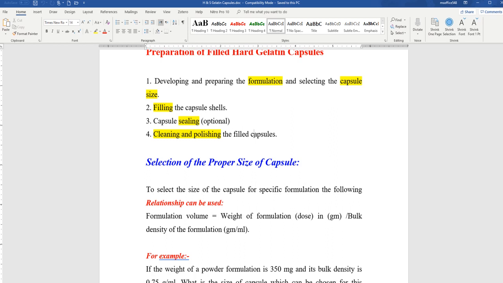Why do you need to use the smallest size? Because it will make swallowing easier. But at the same time this capsule shell size should fit your formulation. So how do I determine the capsule size? Of course there are different methods. I will talk about a few of them, how to select the right size.